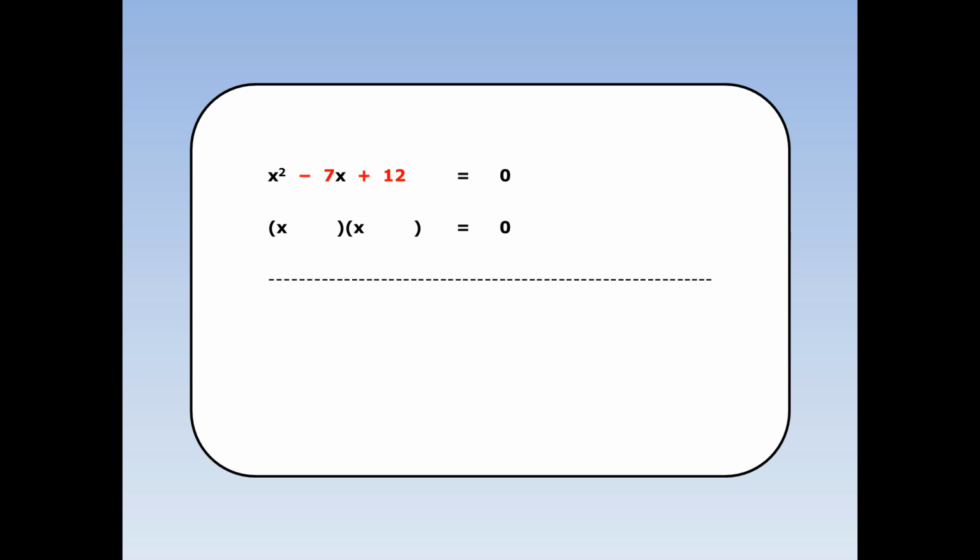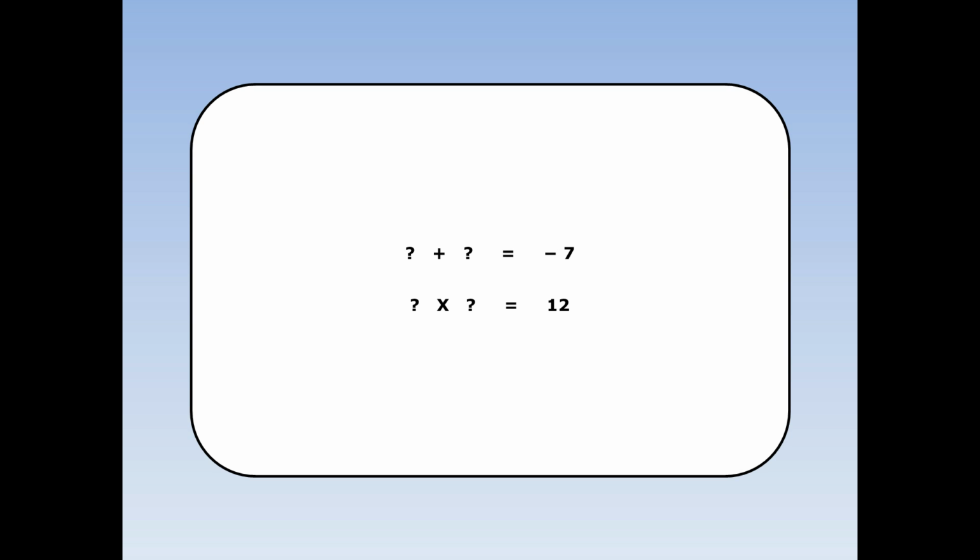Next, I need to look at minus 7 and the plus 12. I need two numbers that add together to give minus 7 and multiply together to give plus 12. Now, as they multiply together to give plus 12 and they add together to give minus 7, they're probably both going to be negatives, because a negative times a negative is a positive. And the two answers are minus 4 and minus 3.